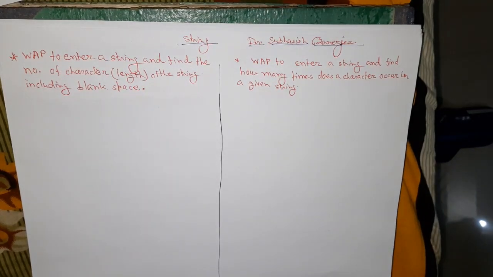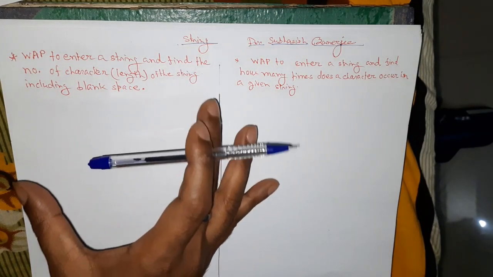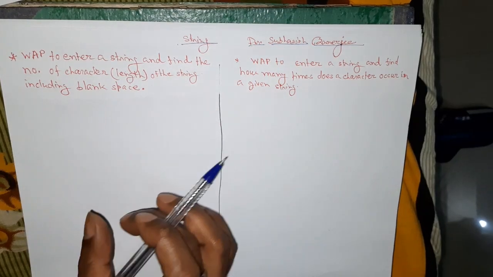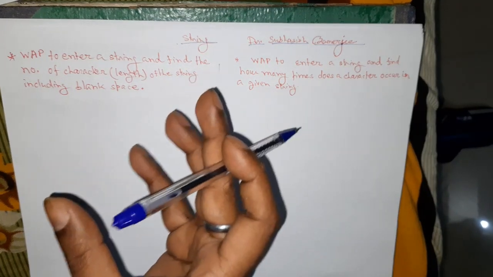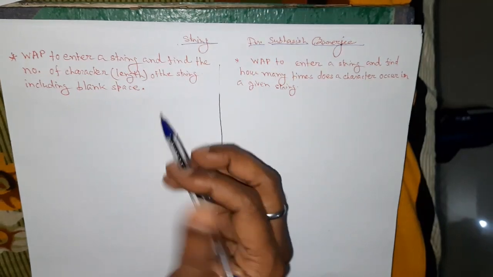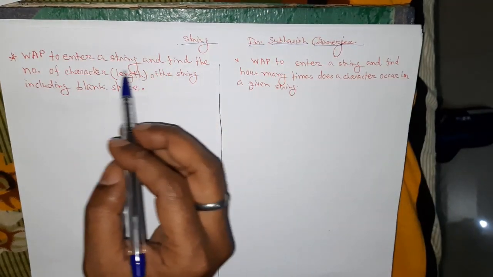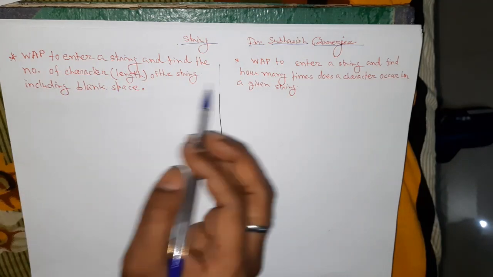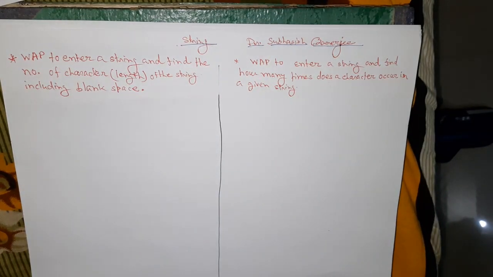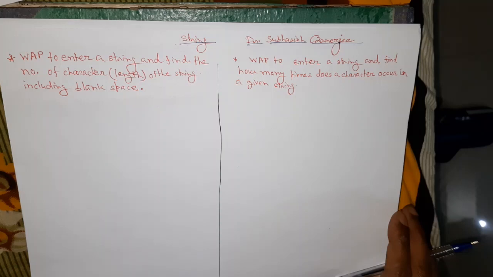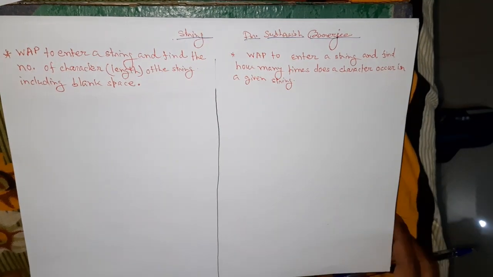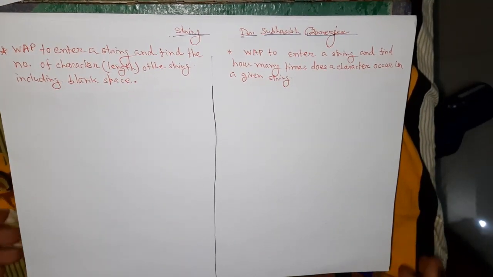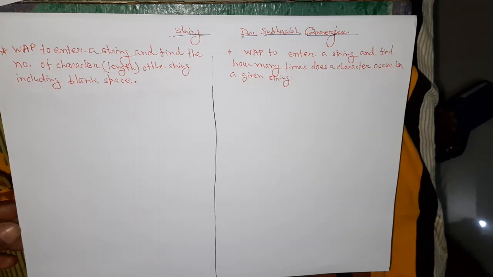It means we'll have to provide some string, which may consist of some blank spaces as well. We'll have to count how many characters this string has, including the blank spaces. How can we solve this problem? For doing this, we first have to declare an array of character type which is going to hold the whole string.